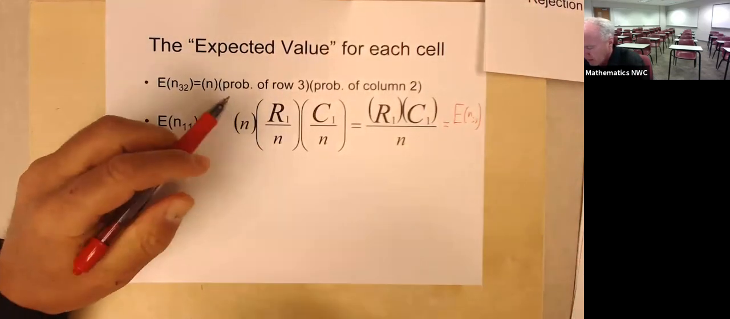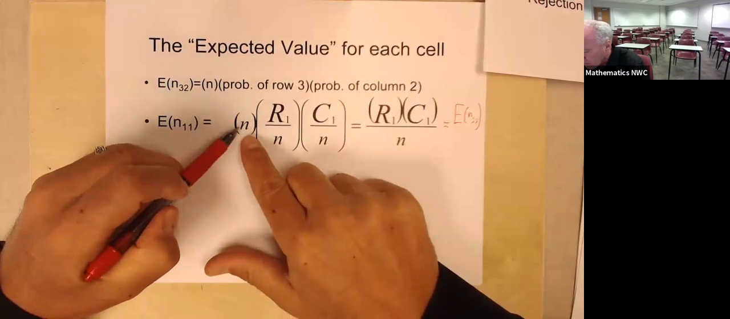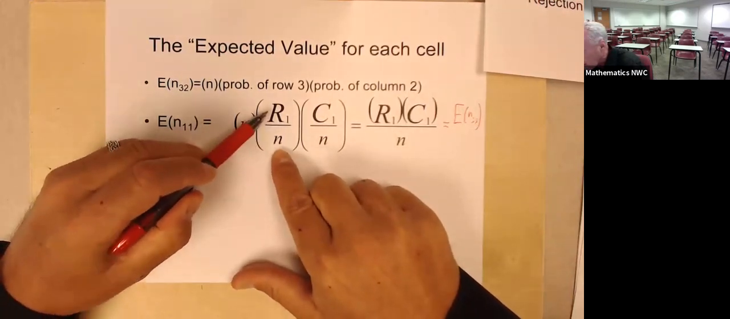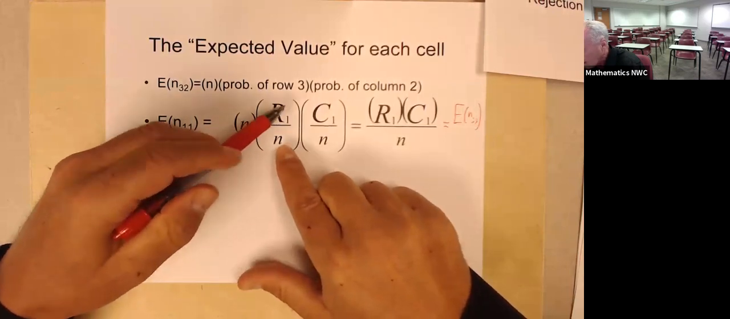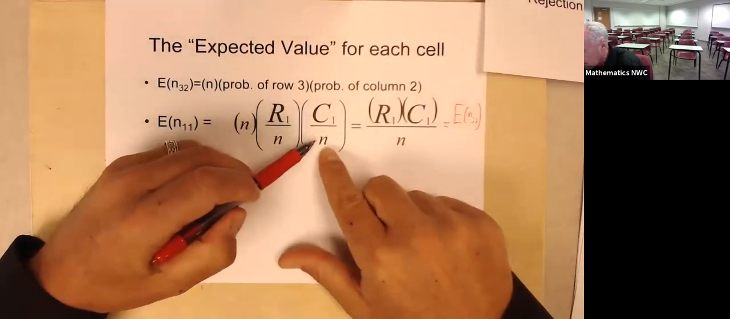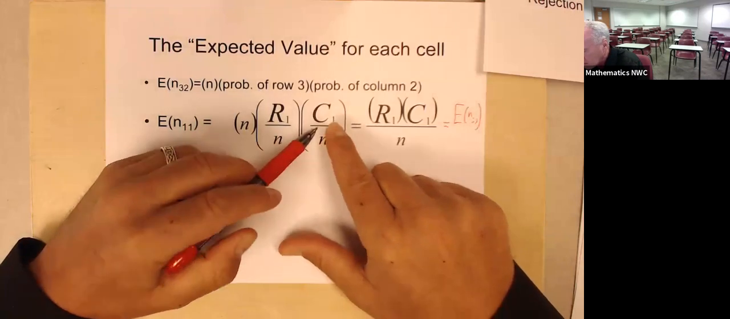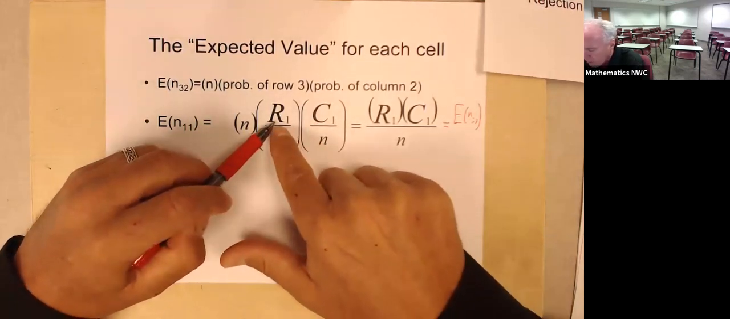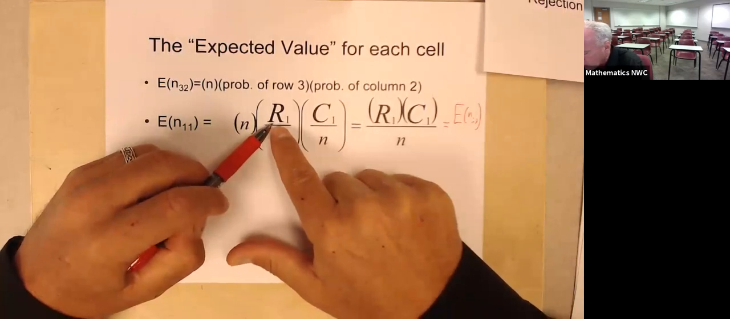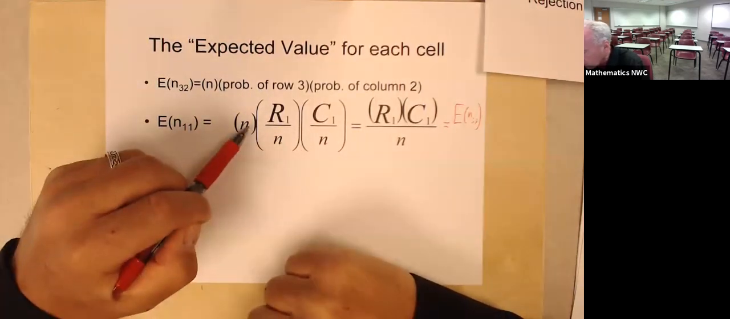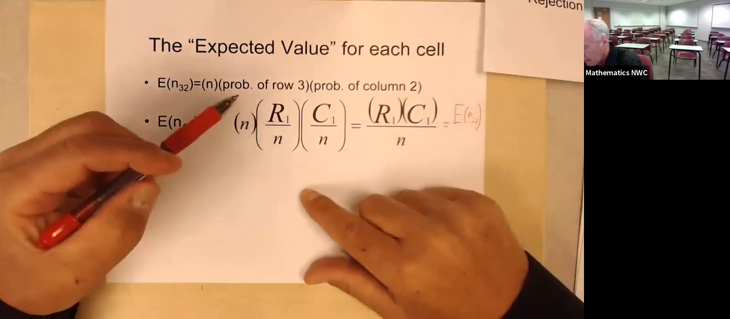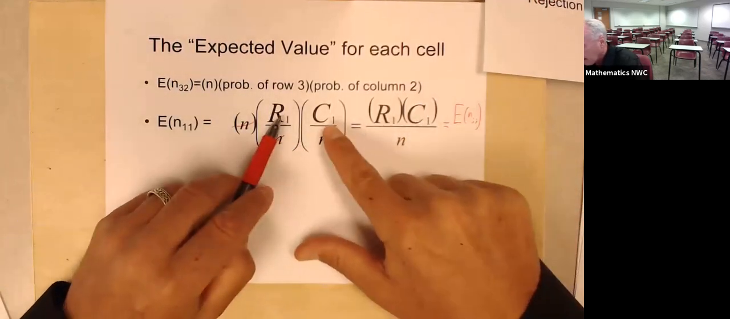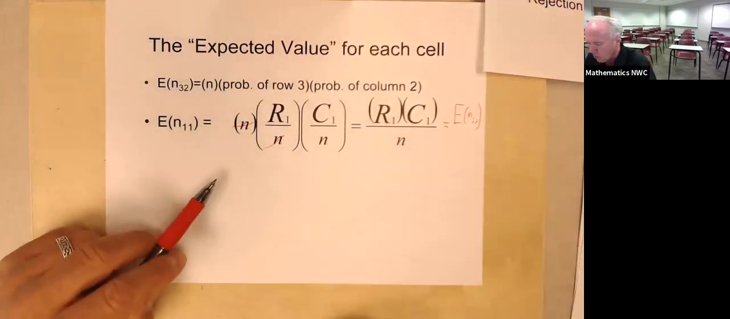Okay. Well, we take the total number of people that we're polling. This represents the probability that it's in that corresponding row. This is the probability that it's in that corresponding column. So I want the probability that it's in that correct column times the probability that it's in the correct row times how many I have total that I'm polling. The n's cancel here, and that's why you get RC over N. That's where the formula comes from.